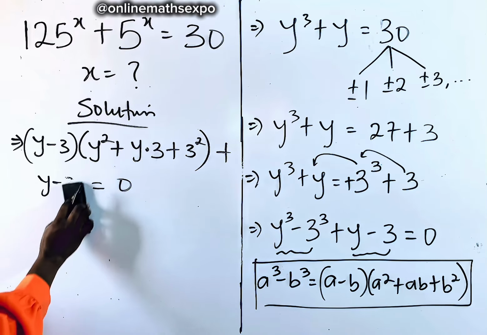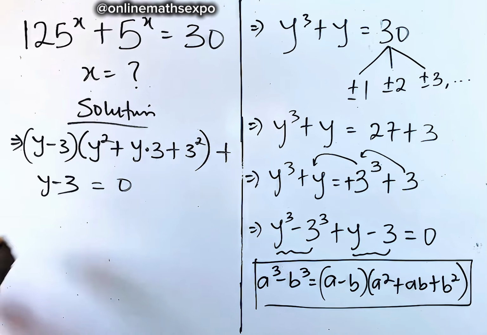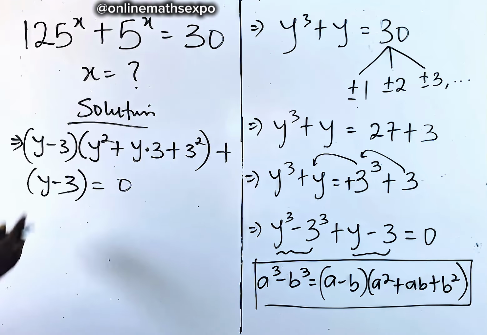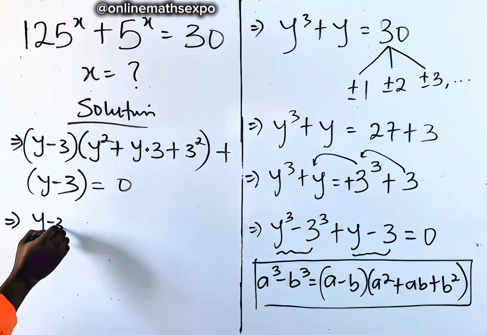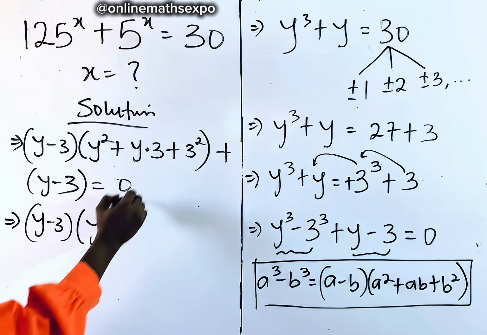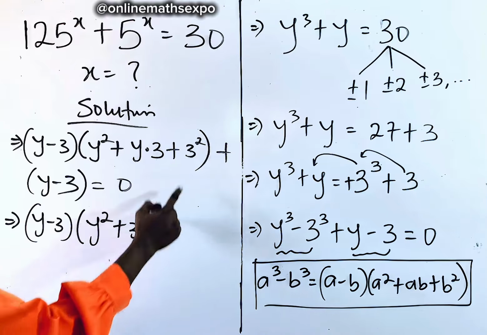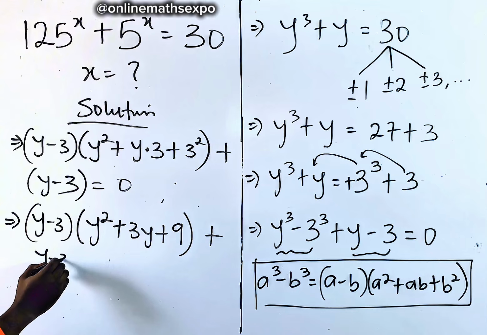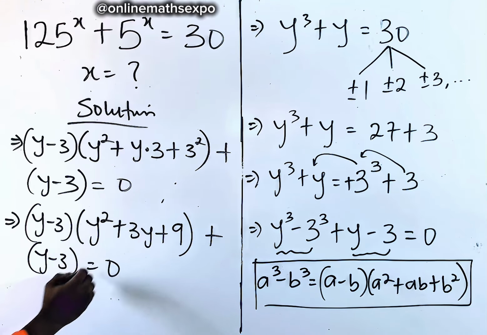Let's take this off. So this is what we have. Now what do we do next? Remember, these two are together. This one is together. So we keep simplifying. We have y minus 3 into y squared. This will give us 3y, and 3 squared will give us 9, plus y minus 3 is equal to 0.